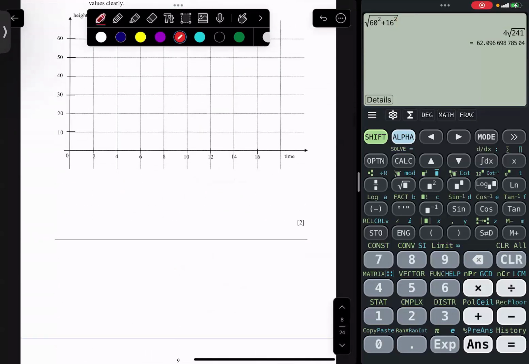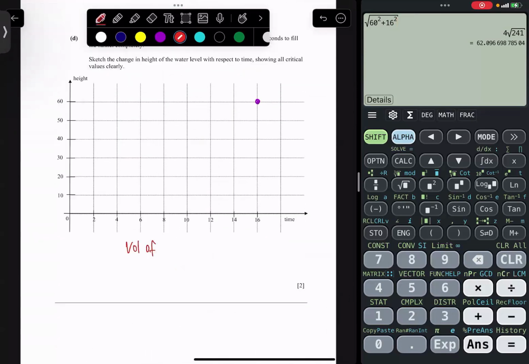Okay, so let's look at the formula. Volume of cone is equal to 1/3 pi r square h. Volume of cylinder is equal to pi r square h. The r and the h are the same, which means that they will take a total of 4/3 pi r square h. So 4 units of time.